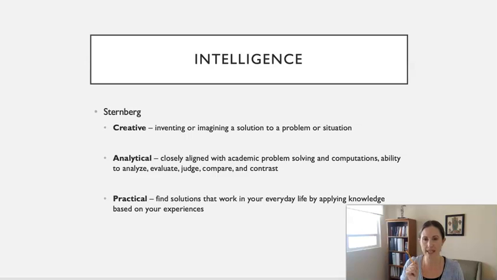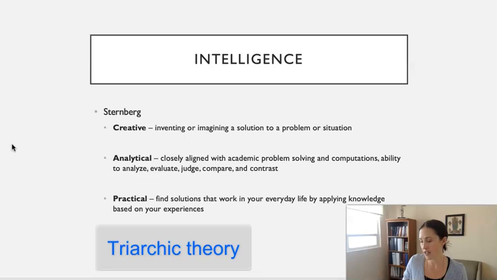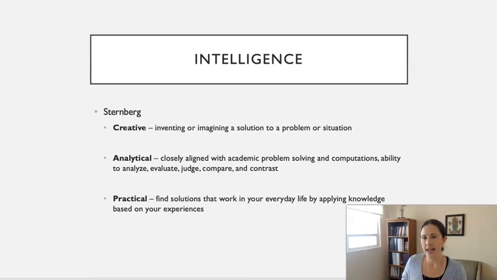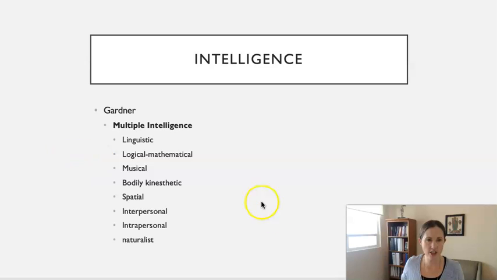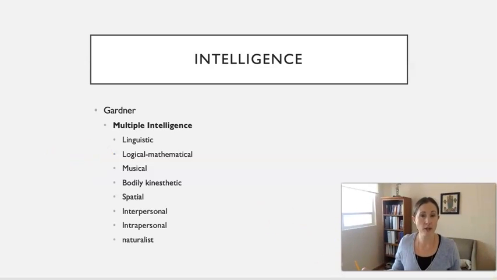So Sternberg's big thing is that you need more than just one type emphasized in school. And by the way, the name for this is the triarchic theory of intelligence. It's his triarchic theory. Next type, Gardner. Gardner has his theory of multiple intelligence.